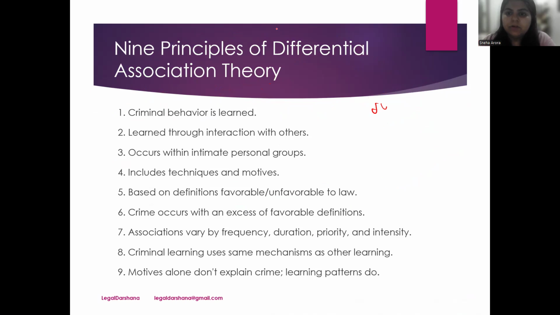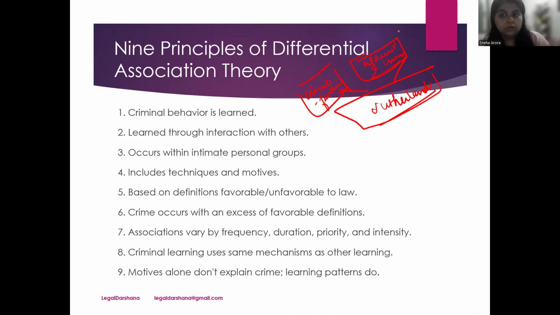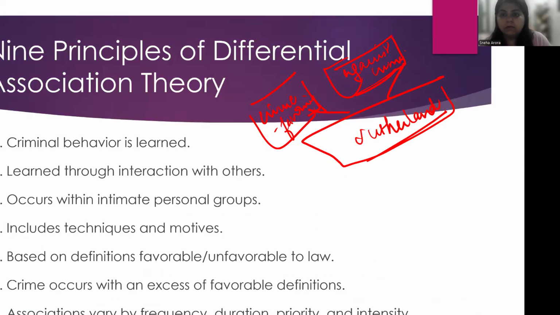Before we go to the 9 principles, Sutherland divides society into 2 compartments. He says there are 2 kinds of groups of people, one who are crime favoring and another who are against crime. There is a group of people who want to abide by the laws, ordinary citizens who are afraid of punishments and afraid of the law, thinking what if something wrong happens to us? Those are the people who are against crime.